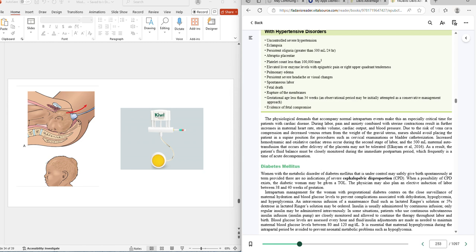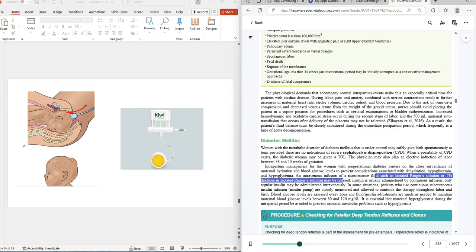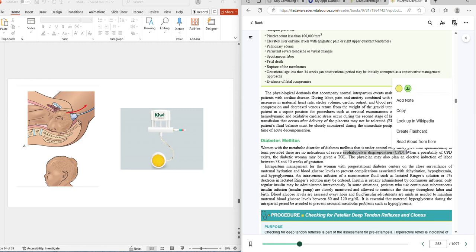Then we have a complication on top of that that's called CPD, cephalopelvic disproportion. Cephalopelvic disproportion is when the pelvis of the mom is too small for the baby's head to come through. A lot of times this happens with these bigger babies, and they end up having to have a C-section.